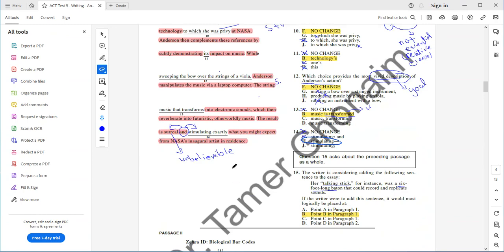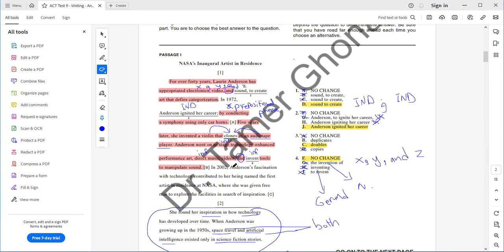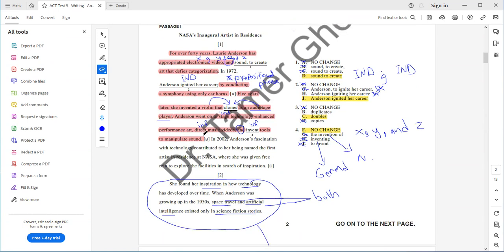Point B in paragraph one. Again here. Read before and after. Anderson went on to state technology, enhanced performance art, direct music videos, and invent tools to manipulate sound. Just wait. He said to invent what? Tools. And this kind of tool that he mentioned may be one of them, but let's read after.